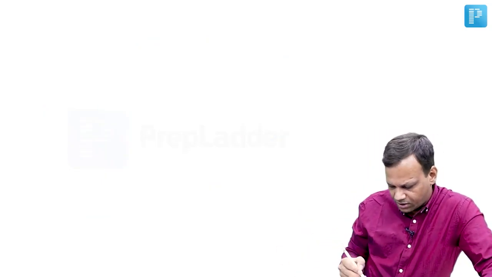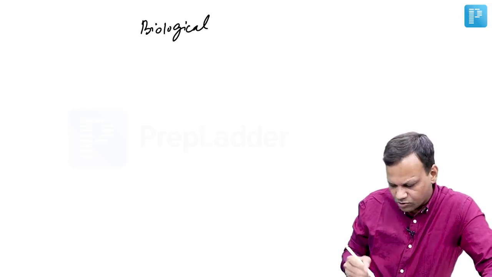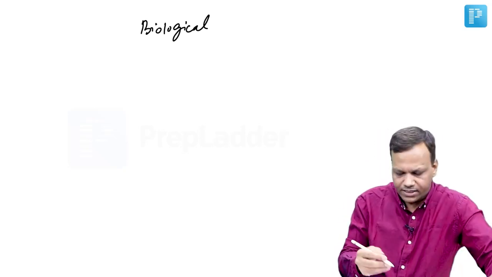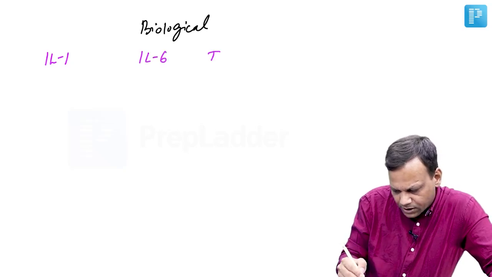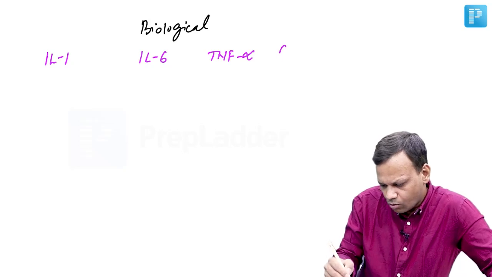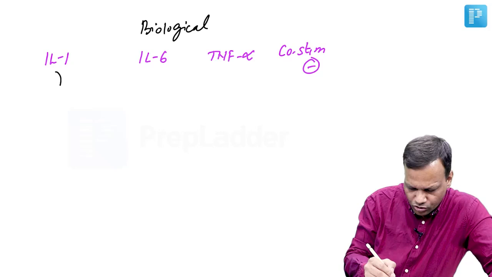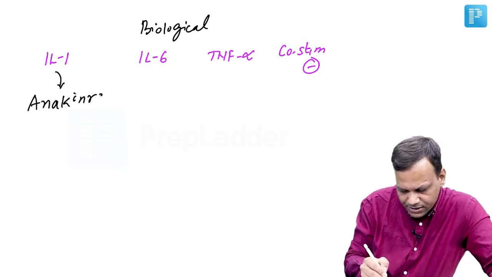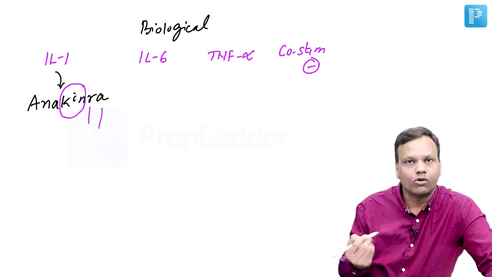So these are the conventional DMARDs. Then moving to biological DMARDs. We have mainly 4 types of biological DMARDs, targeting the culprits in rheumatoid arthritis. So we can target interleukin 1, interleukin 6, TNF alpha, and the last one we will say is co-stimulation inhibitor. The drug which is an antagonist of the interleukin 1 receptor is anakinra. Anakinra is an interleukin 1 receptor antagonist. The name says kin means interleukin, and it is a receptor antagonist.